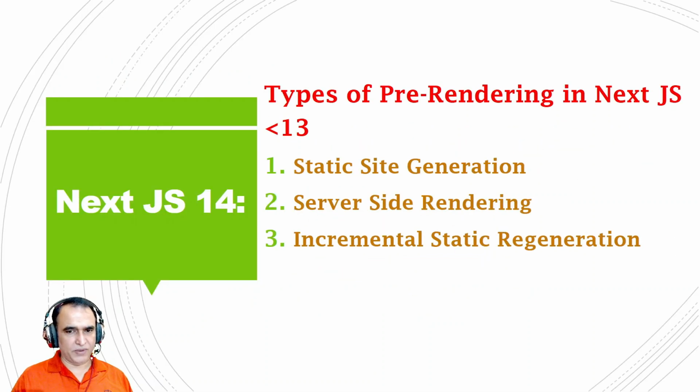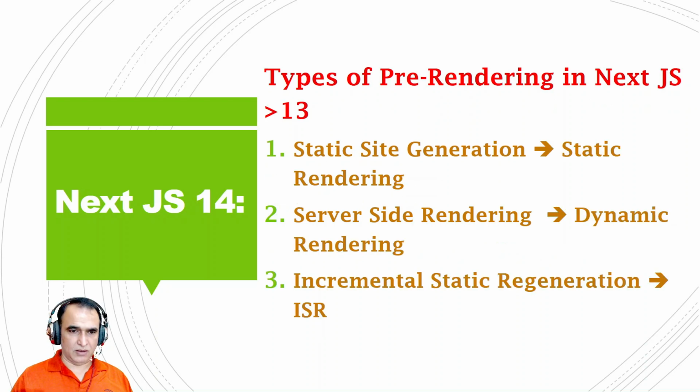Now types of pre-rendering in Next.js 13 and below. Before version 13 of Next.js, they called this pre-rendering static site generation, server-side rendering, and incremental static regeneration. So there are three types of rendering before version 13 of Next.js. Now types of pre-rendering in versions greater than Next.js 13, that means now in version 14 or 13 or the later versions, they are supporting three types of rendering.